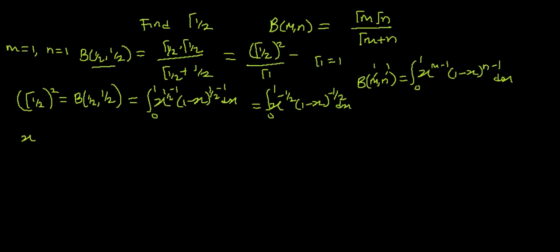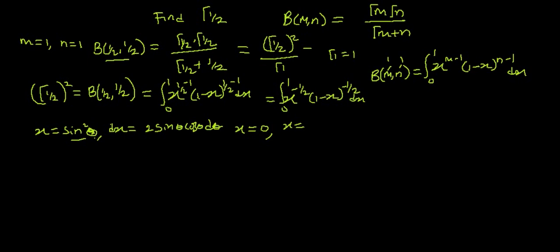So let's take x to be equal to sine squared theta. Then that means dx is going to be equal to 2 sine theta cos theta d theta. So this is our dx, 2 sine theta cos theta d theta. Now let's change our limit. When theta is equal to 0, sine 0 is going to give you 0. When x is equal to 1, we are going to have pi over 2. The limit is going to be pi over 2, because sine inverse of 1 is pi over 2. So that is what we have.